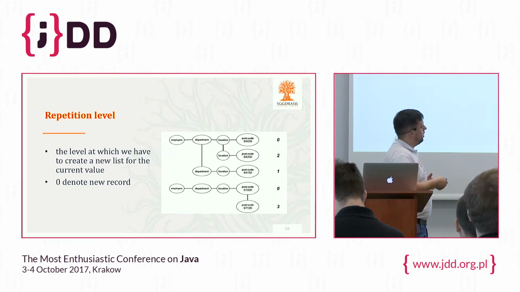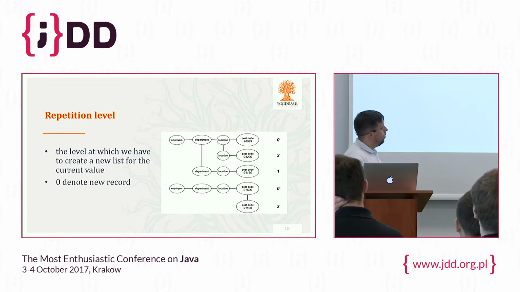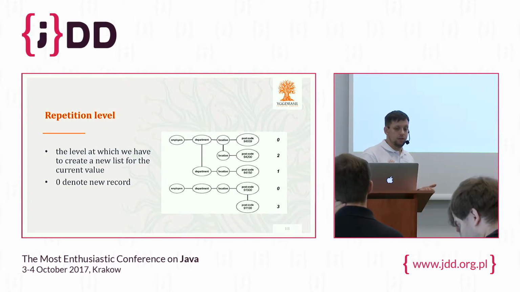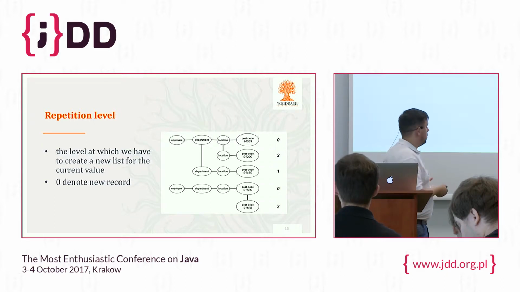Here we have 2 locations for the specific department, so we are creating on the second level, 0, 1, 2, we're creating a new thing. And based on that number, we can also determine the place in our directories, in our tree structure.